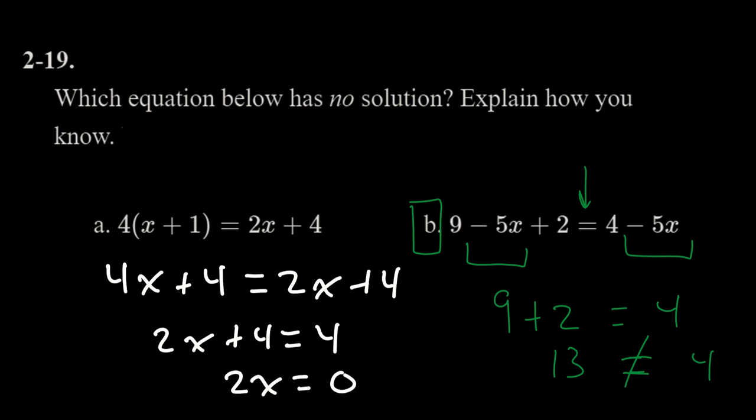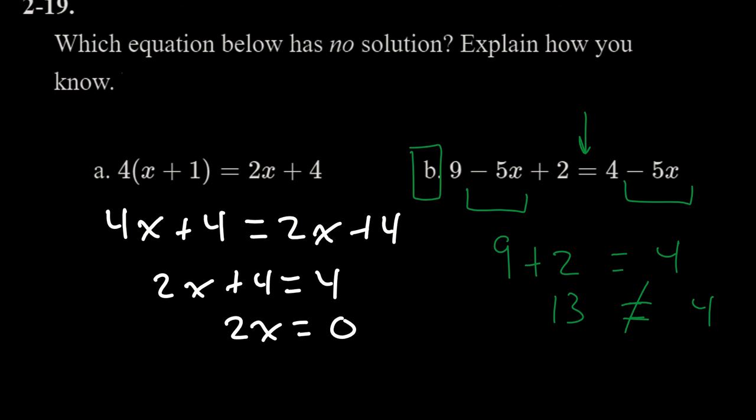And if I divide both sides by 2, I get that x is 0 divided by 2, which is 0. So x is 0 here. When I plug in 0 for x, it makes both sides of that equation 4. So this one does have a solution. So the thing is, it says explain how you know. I would say that if your variable term cancels on both sides and you're left with a contradiction, there's no solution.